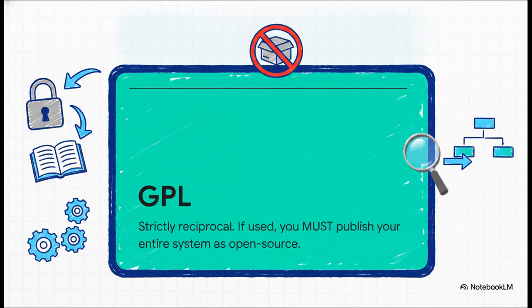If you build a software system that uses even a tiny piece of GPL licensed code, you are legally obligated to publish your entire completed system as open source. This is exactly why companies wanting to sell closed proprietary software avoid the GPL at all costs. It would force them to reveal all their secret money-making code.